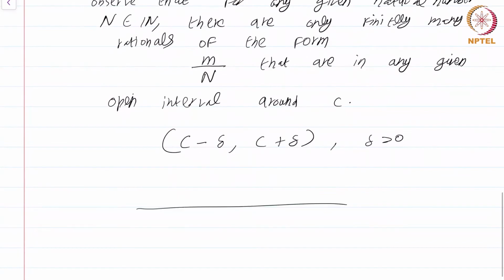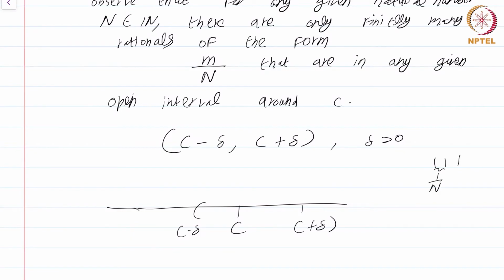Here you have the point c, here you have c minus delta, here you have c plus delta. What this is saying is there are only finitely many rationals of the form m by n that are in any given open interval around c. Why is this? Well, think about this. Imagine you have put a ruler on the real line. The ruler is rather a scale whose rulings are all separated by 1 by capital N.